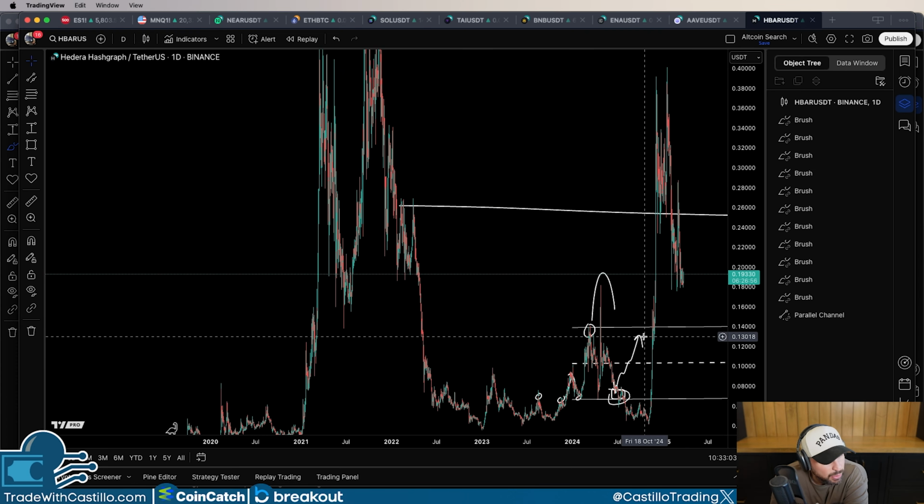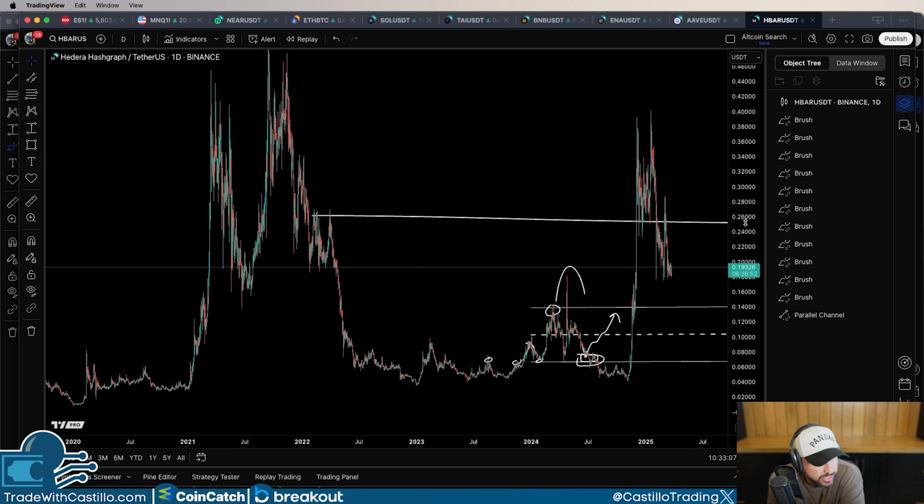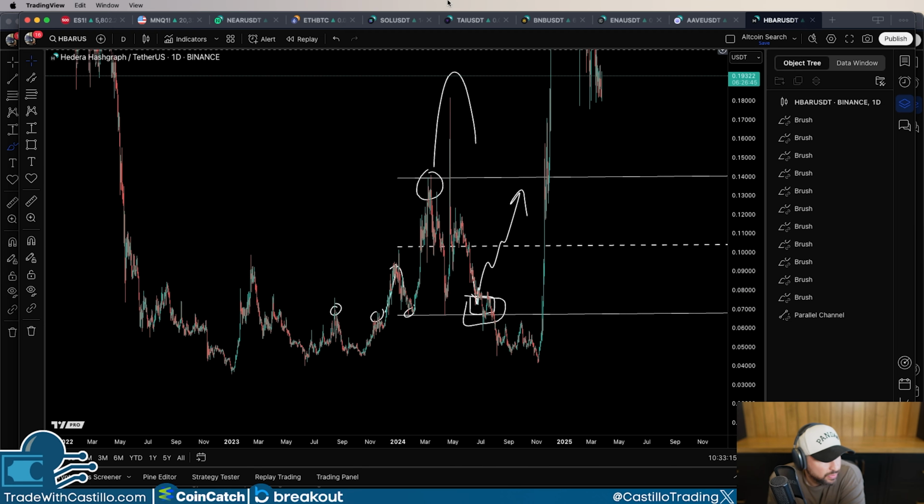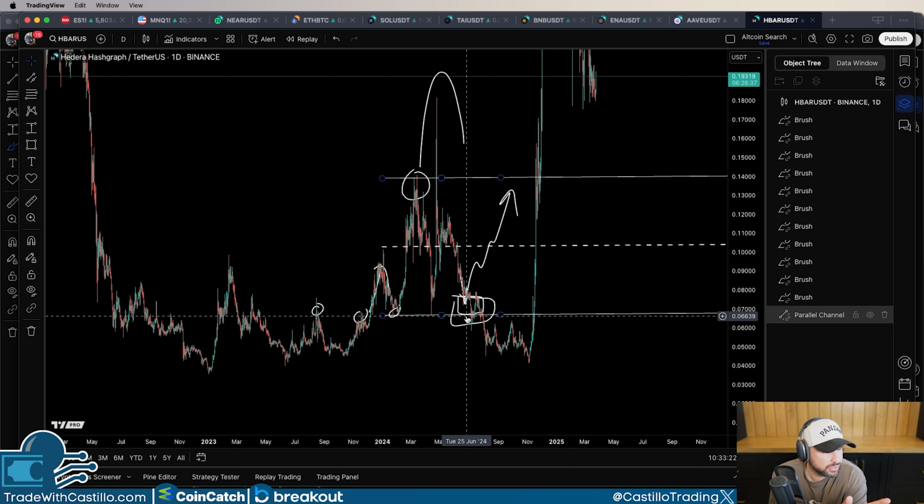We've been talking about HBAR. What happened to HBAR? I don't even remember. There was something, because we did talk about this, but even here, look at the patience that you would have needed to capitalize. We were longing that 6 cents area, I think last time, or I don't know if we traded this. This was back in summer of 2024.